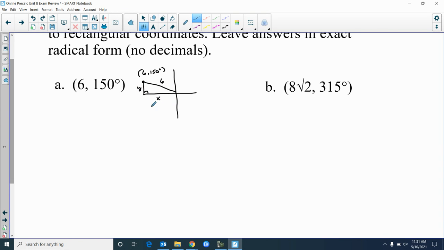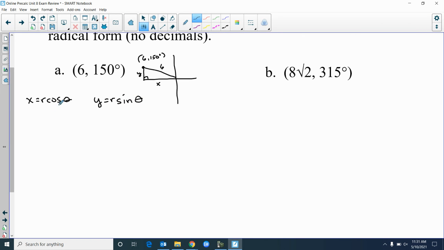And so cosine of that angle is going to equal x over r. We went through earlier that x is going to be r cosine of theta, and y is going to equal r sine of theta. And you need to know these formulas. These will not be given to you. And so x equals the radius, which is 6, times cosine of 150 degrees. Y equals 6 times sine of 150 degrees.